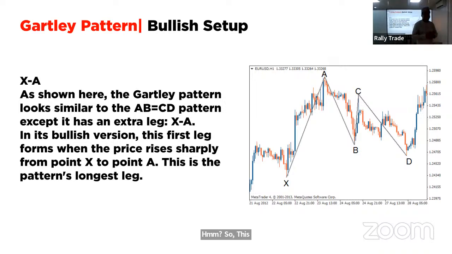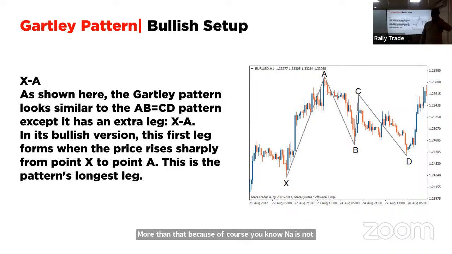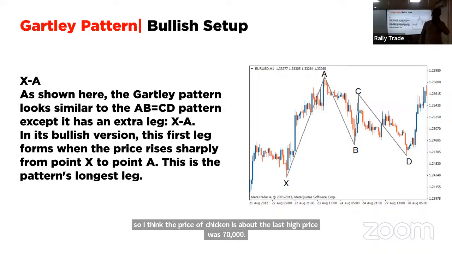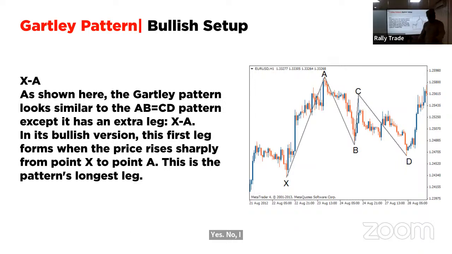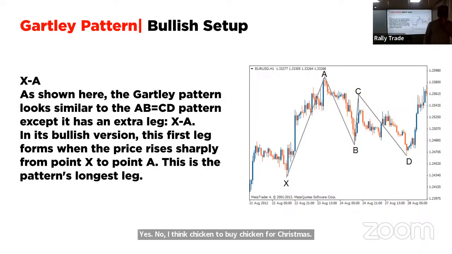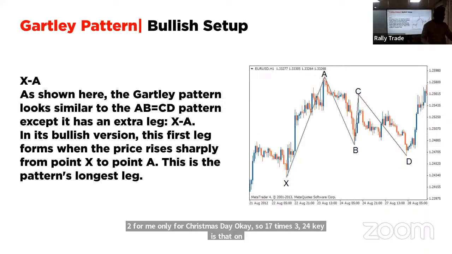Christmas is done. Like how many chickens can that buy? That should be able to buy like 10 chickens. More than that, because of course, you know, Nigeria is now somehow. The last I priced chicken was 17,000. As in, chicken to buy for Christmas. The last I priced it was 17K, so I asked the guy to just bring two for me, only for Christmas Day. Okay, so 17 times 2 is 34K. So if I'm having 300,000 profit now, I should be able to take care of that. Is that not so?